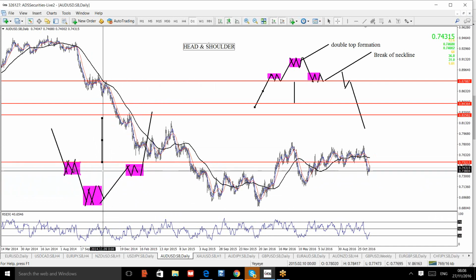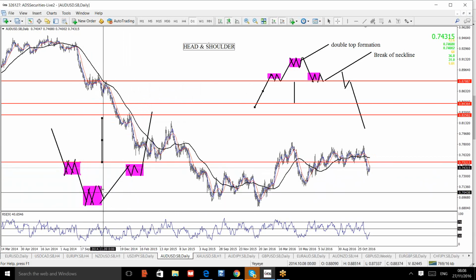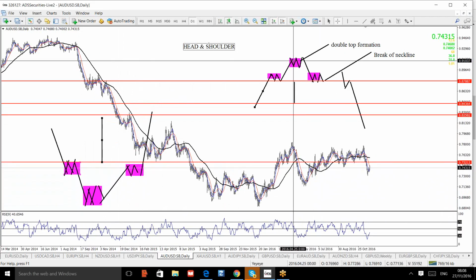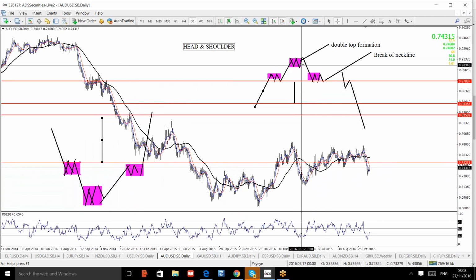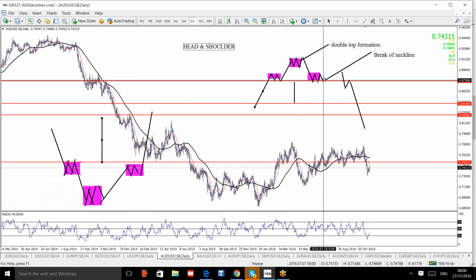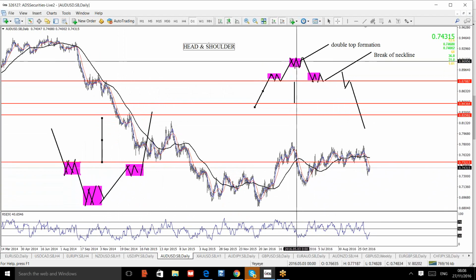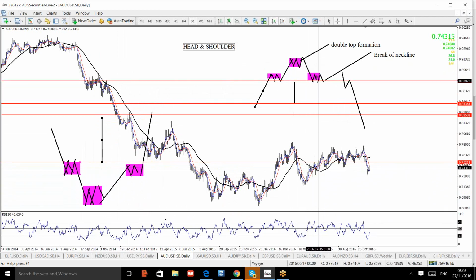See this? But you will never have it on the left shoulder. So the head and the right shoulder, write this down. The head and the right shoulder will normally have double bottoms on an inverted head and shoulder, and on the head and the right shoulder, you will normally have double tops. Double top formation, price continues to the downside. Make sense?